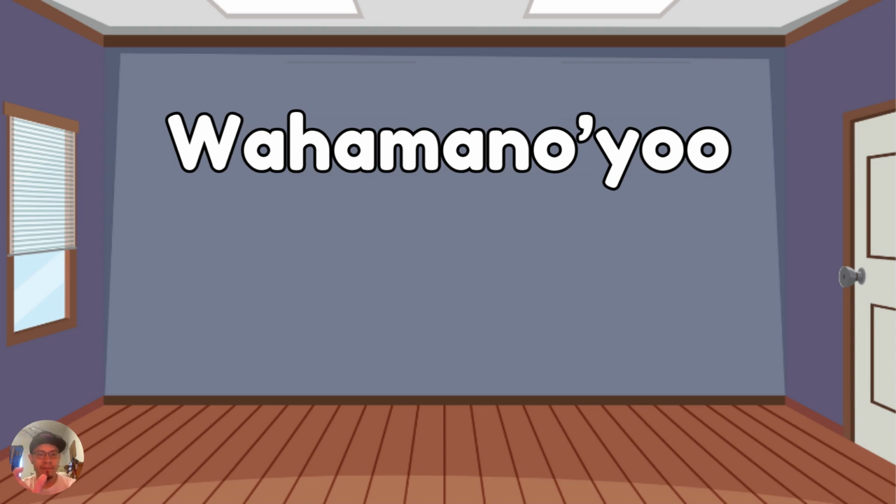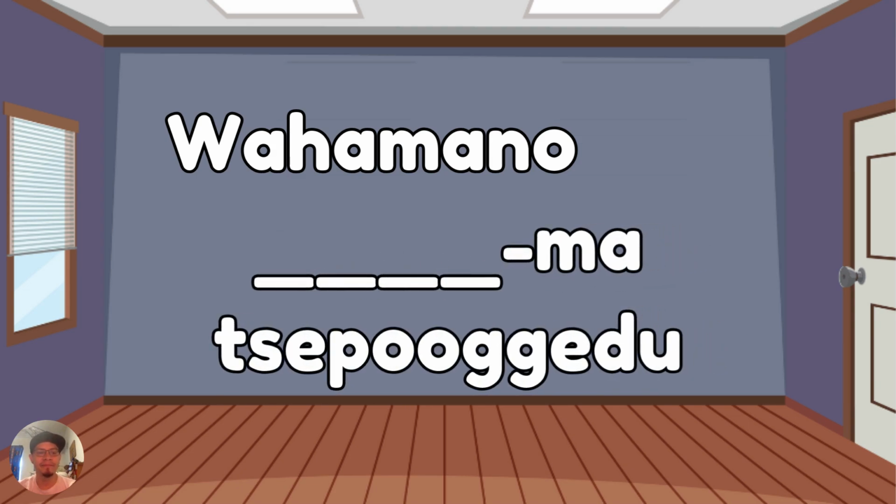start with your number 20, Wahamanoyu. Again, you drop that u suffix, so you're left with the bare root wahamano. And then you add a little bit of a phrase. Blank ma tsipugid. In that blank, you'll add the bare root of the numbers that you want to say, like 1, 2, 3, 4. So if you want to say 21, you put sumu in there. Sumu is the bare root of the number 1.